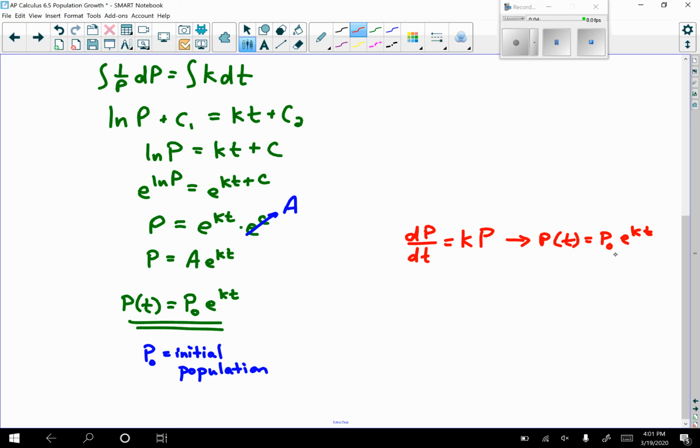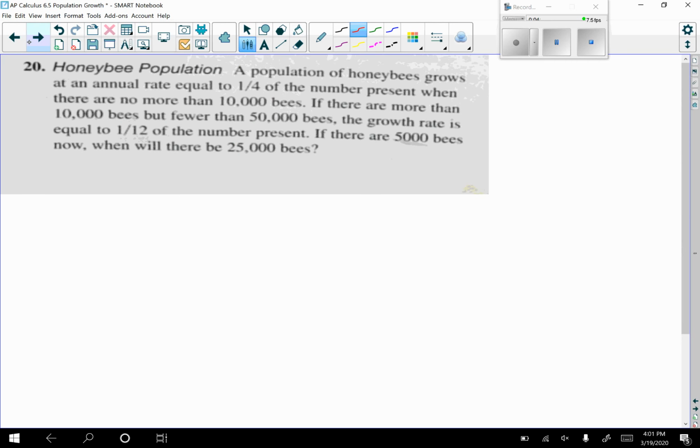So what we're going to take a look at is page 348, number 20. I have it copied here. A honeybee population. Go ahead and pause it and just read it to yourself for right now. All right, so what we're given here is a couple bits of information telling us what the rates are. If you notice, there's two different rates depending on the size of the population. Overall, though, what we need to find is the total time for the population, I'm just going to abbreviate that here, to go from 5,000 bees to 25,000.